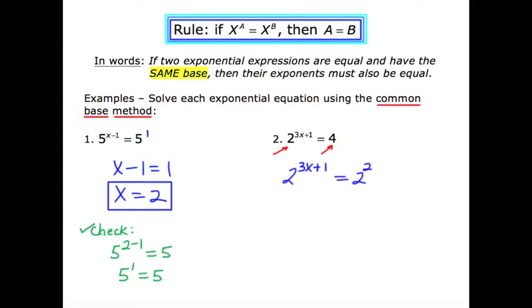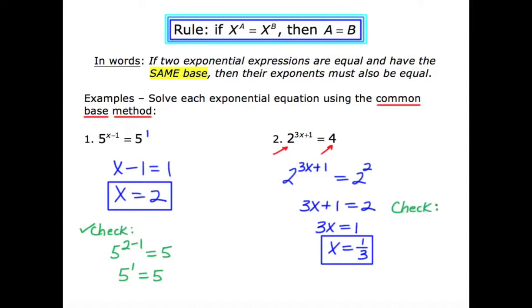Now that we have common bases to the left and right sides, I can merely equate the exponents together, yielding the new equation 3x plus 1 equals 2. Subtracting 1 from each side, I end up with 3x equals 1, and dividing each side by 3, I get a final answer of x equals 1/3. Now I'm going to do the check one more time with you, but after that, it's something that I expect that you'll do on your own.